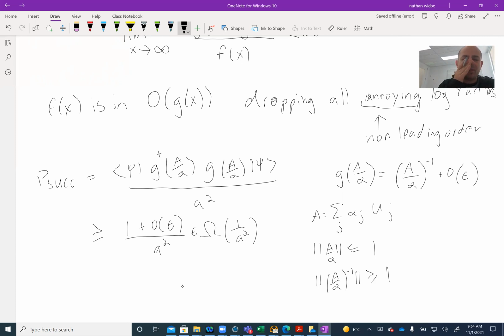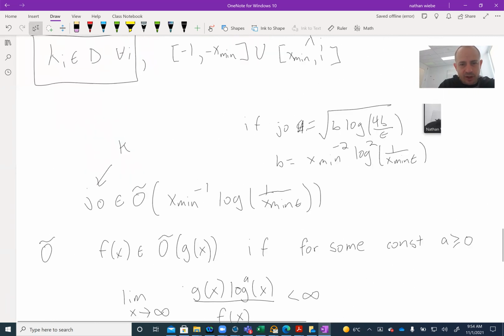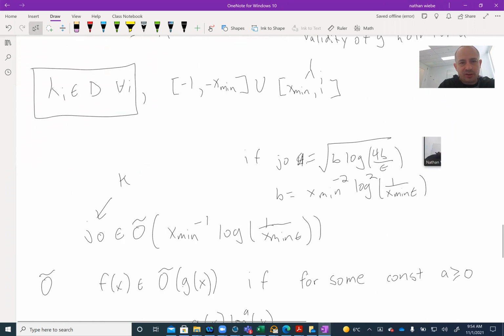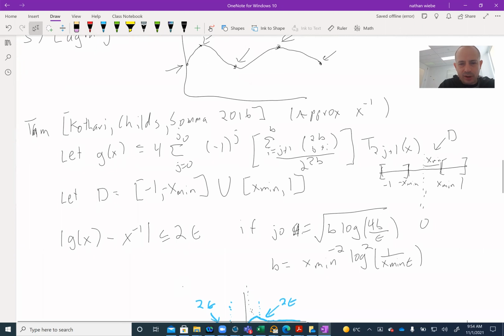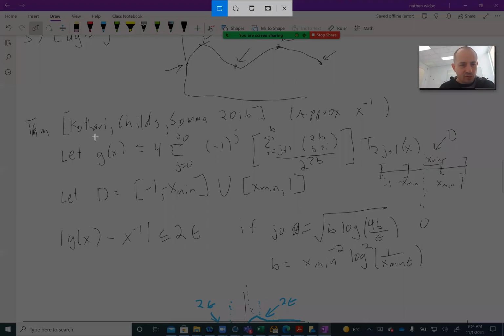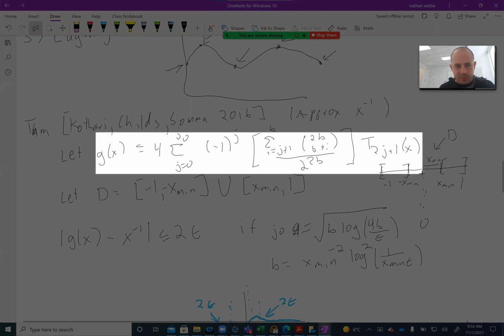Okay, fantastic. So this gives us a lower bound on the success probability in our context, which is just 1 over A squared. So now what we need to do is go through this series over here and find A. So A here, let's just copy the definition. Hopefully it'll work this time.